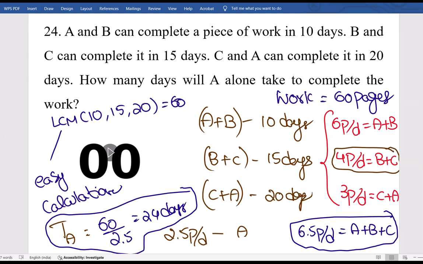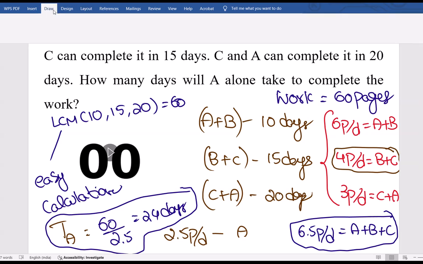More people, less time taken; fewer people, more time taken. Right? But any of these steps, if you are not understanding, let me know. Why? What is the 2.5? How did you get the 2.5? How did you get this 2.5 pages per day?